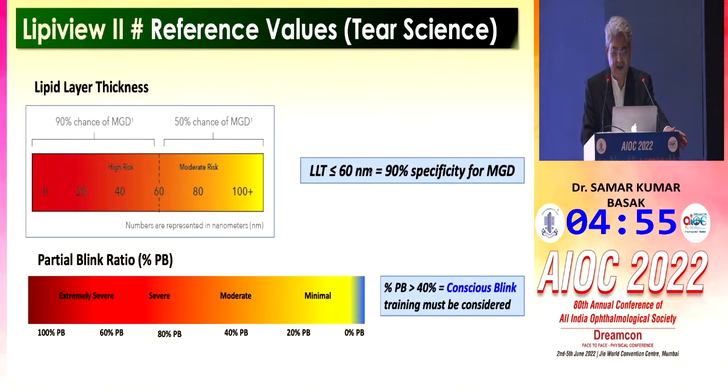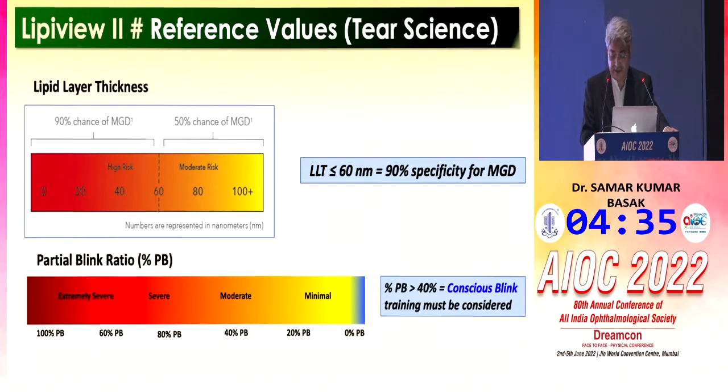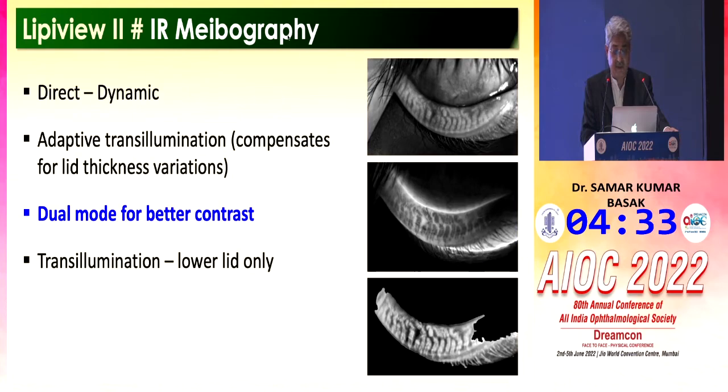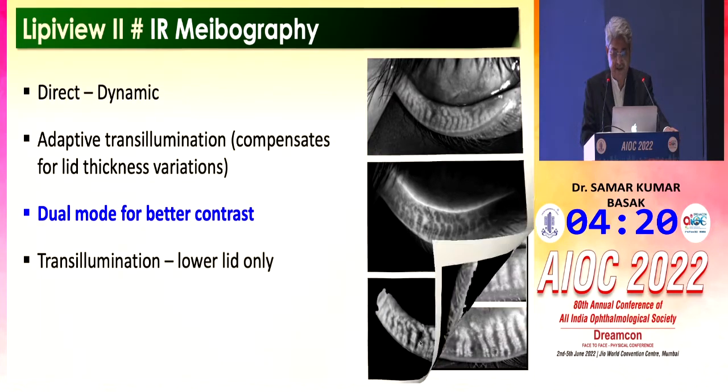As I said, normally it is 60 nanometers or more, and it also gives the partial blink ratio. Normally it is 40% complete blinks, and if it is less than 40%, you have to tell the patient he or she needs conscious blinking training. Whereas the meibography part is direct and dynamic. There is also adaptive transillumination, especially for the lower lid, and a dual mode for better contrast for the lower lids.